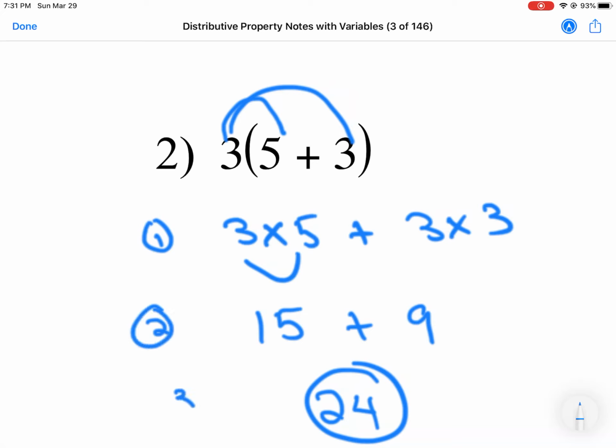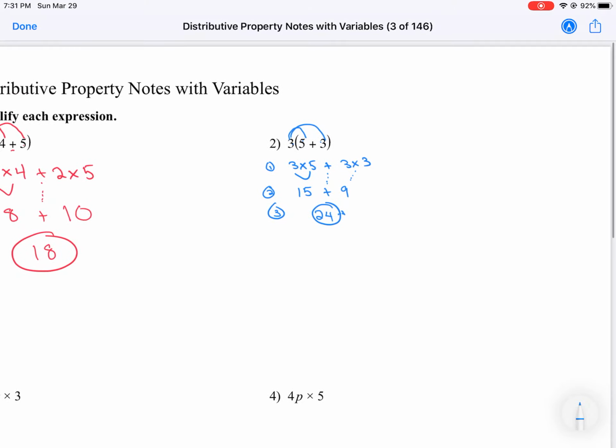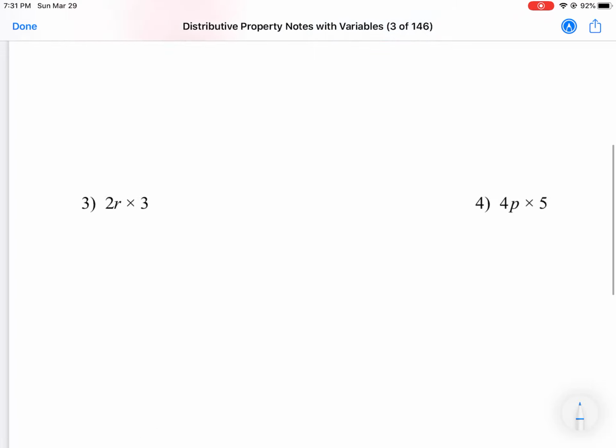Alright. So remember step 1, step 2, step 3. Step 1, distribute to each term. So distribute this 3 to each term, like I did. Step 2, simplify. Do 3 times 5, which is 15. Bring down your plus sign. 3 times 3, which is 9. Step 3, simplify: 15 plus 9, 24. So we are rocking and rolling.